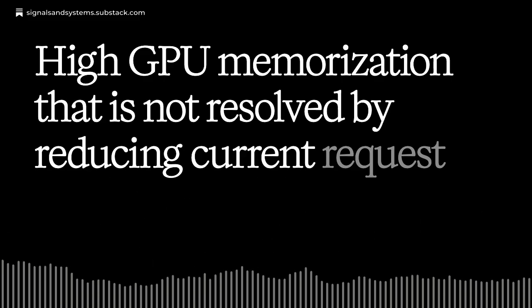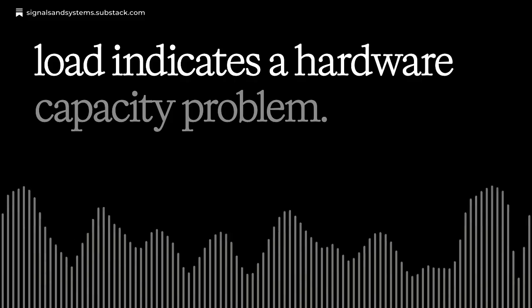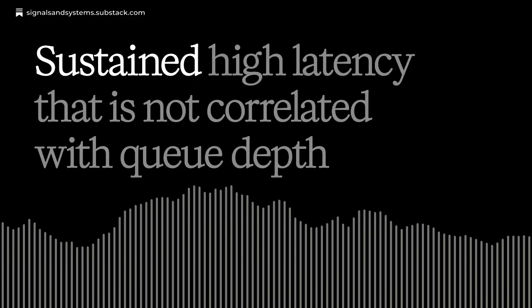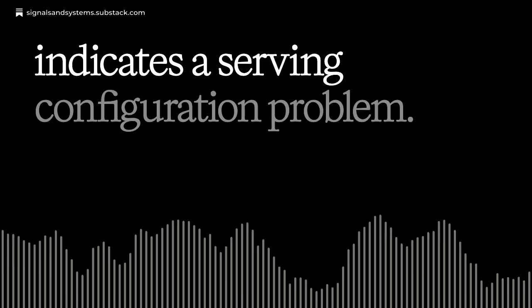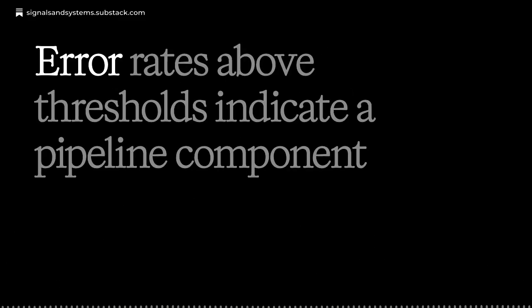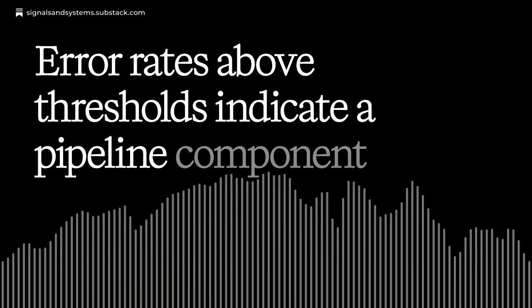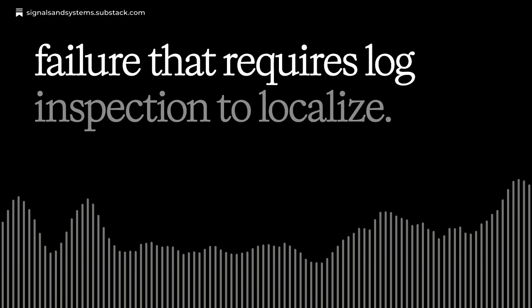Number 3, an infrastructure alert warrants immediate operational response. High GPU memory utilization that is not resolved by reducing current request load indicates a hardware capacity problem. Sustained high latency that is not correlated with queue depth indicates a serving configuration problem. Error rates above thresholds indicate a pipeline component failure that requires log inspection to localize.